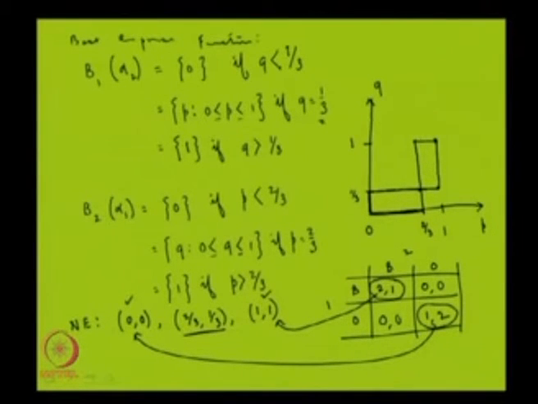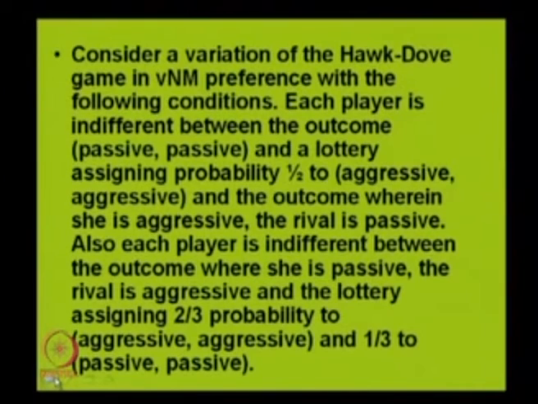So, that is that. What we are going to do now is take another exercise and see how we can find Nash equilibria in a different situation. This is the question. Consider a variation of the hawk-dove game in von Neumann-Morgenstern preference with the following conditions. Each player is indifferent between the outcome passive-passive and a lottery assigning probability half to aggressive-aggressive and the outcome wherein she is aggressive and the rival is passive.